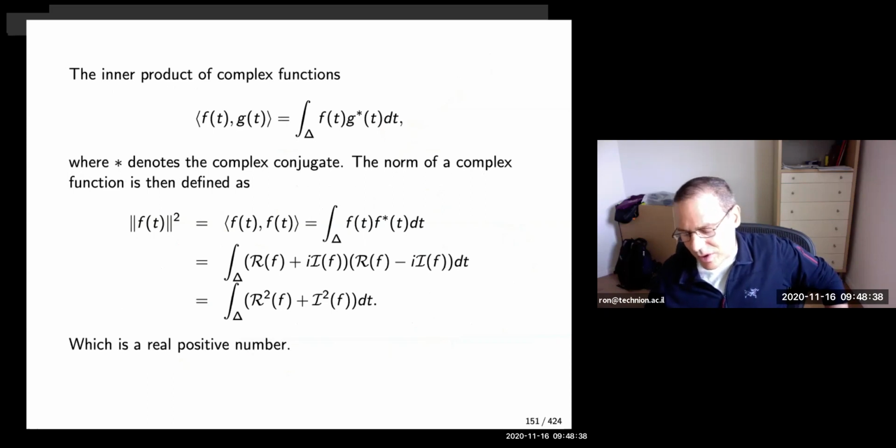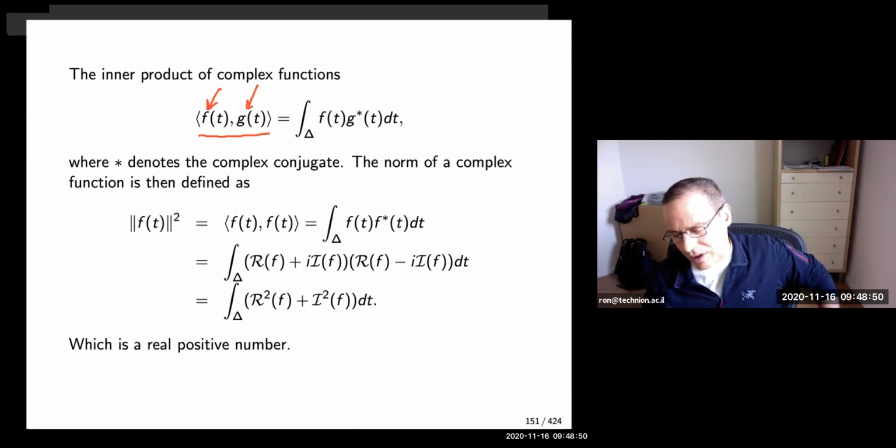Okay, so first of all, just to remind you or show you, what is the definition of the inner product between two complex functions? If I have two complex functions, f of t and g of t, the inner product is defined as the integration over the interval on which they are defined. So it would be, for example, 0 and 1, and I call this interval delta, where in the integral I multiply f by the conjugate of g.